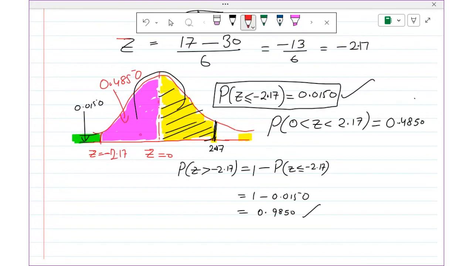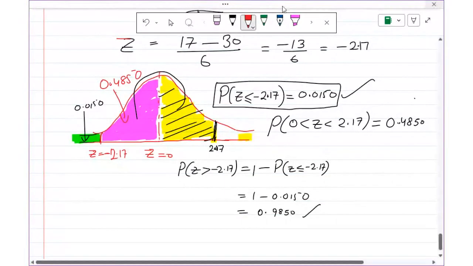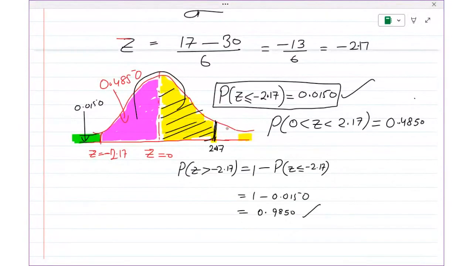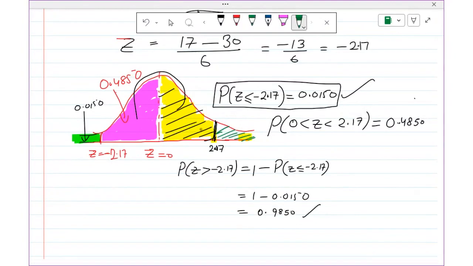Now you know this pink color area, and what is the area on the right side of 0? Total area on the right side of 0 is 0.5. I know that Roshan answered 0.97. Roshan, you forgot to take the whole full right side. First of all, you see the full right side of 0. That is half. And this pink color area is 0.4850.